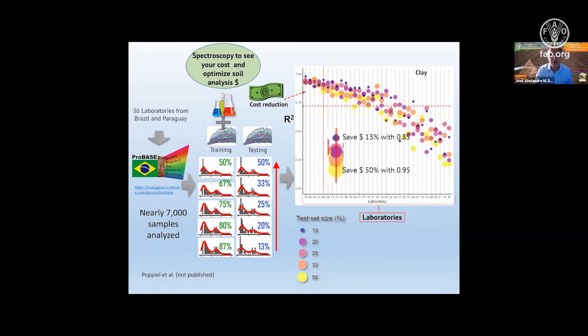Sorry, but I think here is a difference. He can save 13% with a 0.95. Yes, 0.95. It's wrong here. And he can save 50% with 0.85, of course. So he can save more money, but with less accuracy. And look at this. All these laboratories here, they are all under 0.75. So please make this correction here for me.